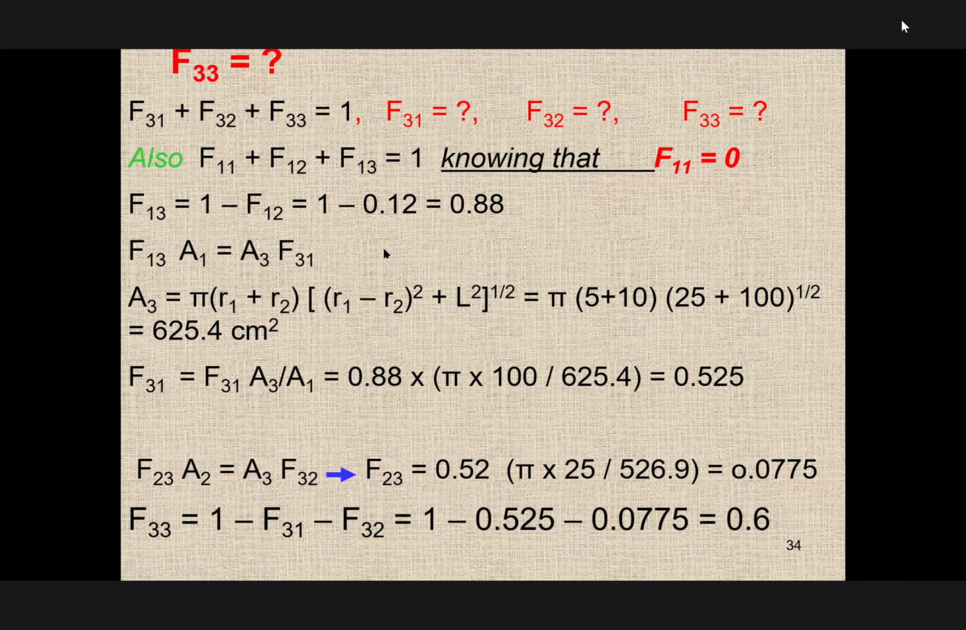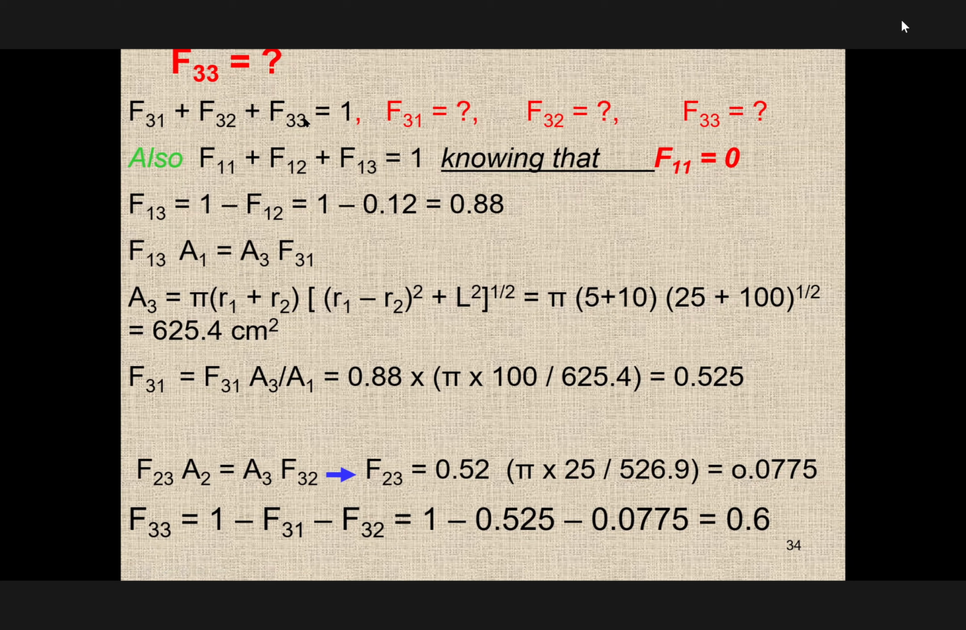You can calculate. Okay. Therefore, now we can use the combination of the summation rule and reciprocity rule to extract the information that we needed. Okay. Again, we simply use the summation rule because we assume it's a confined space, and what energy leaves area 3 will be captured by 1, 2, and since it's a closed environment, by 3 itself.